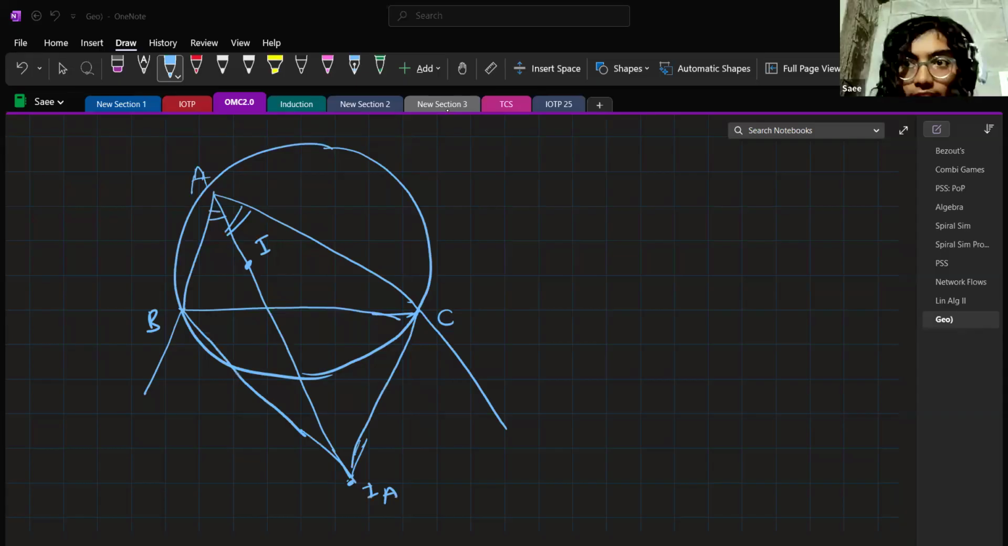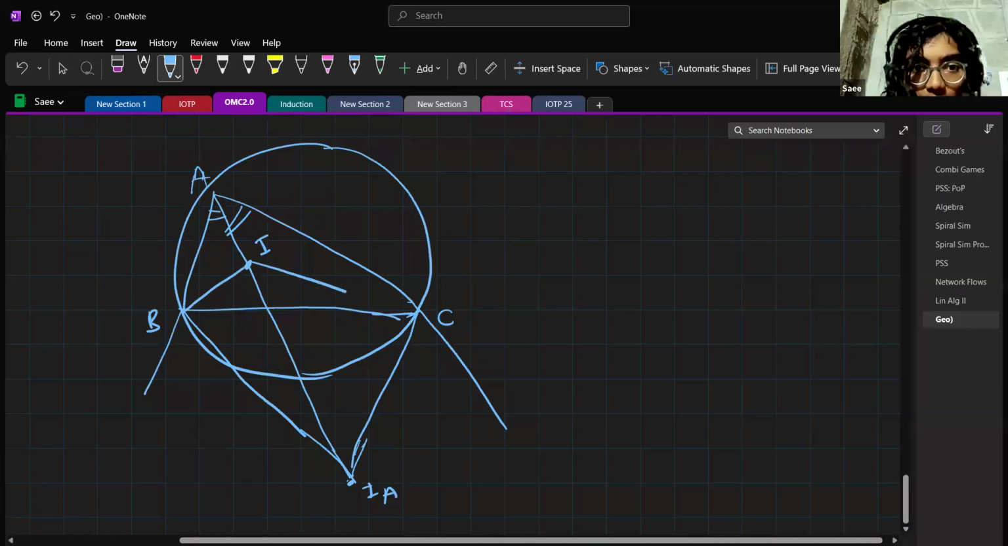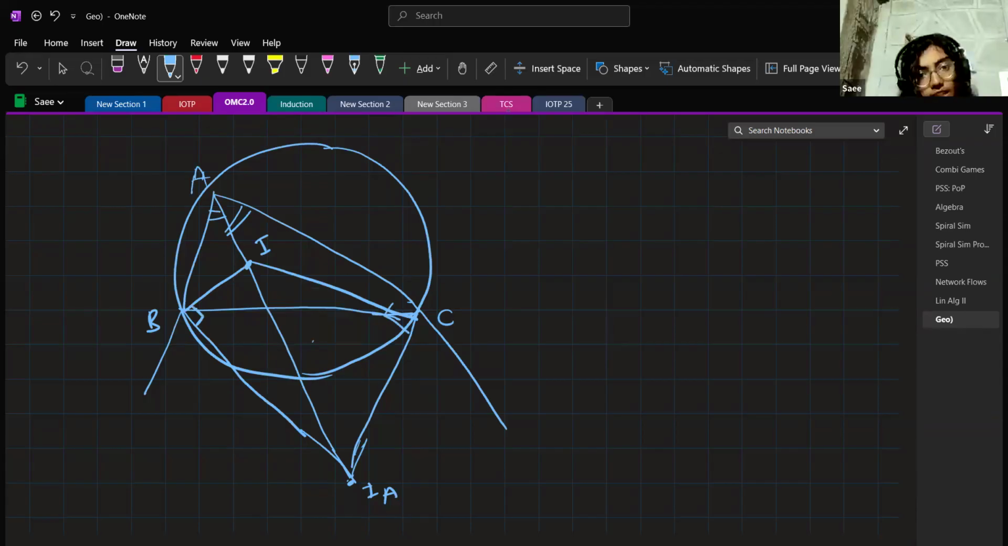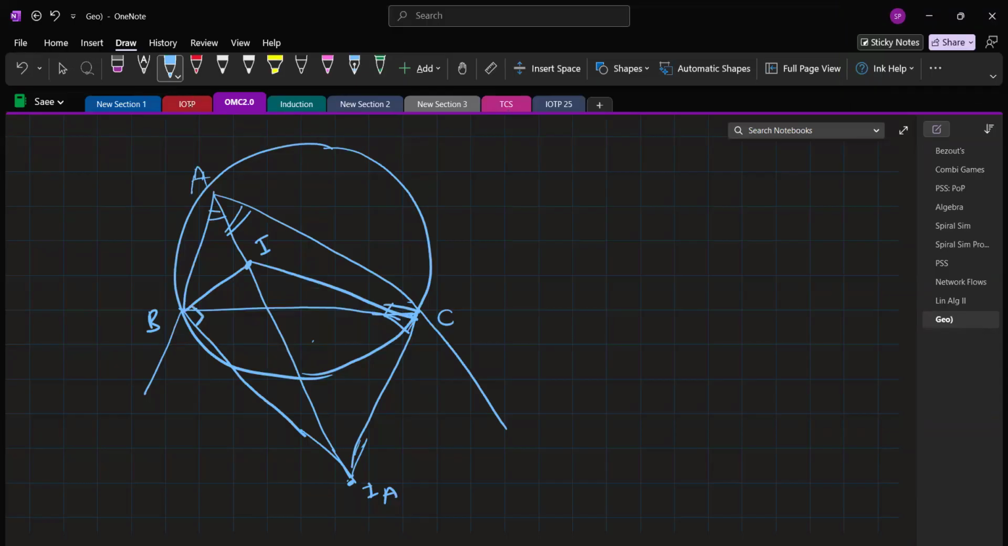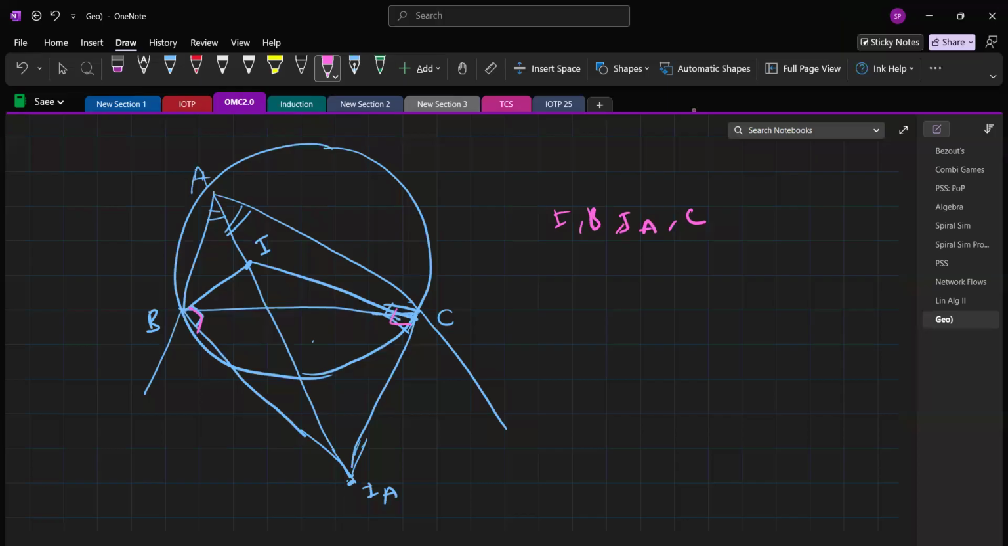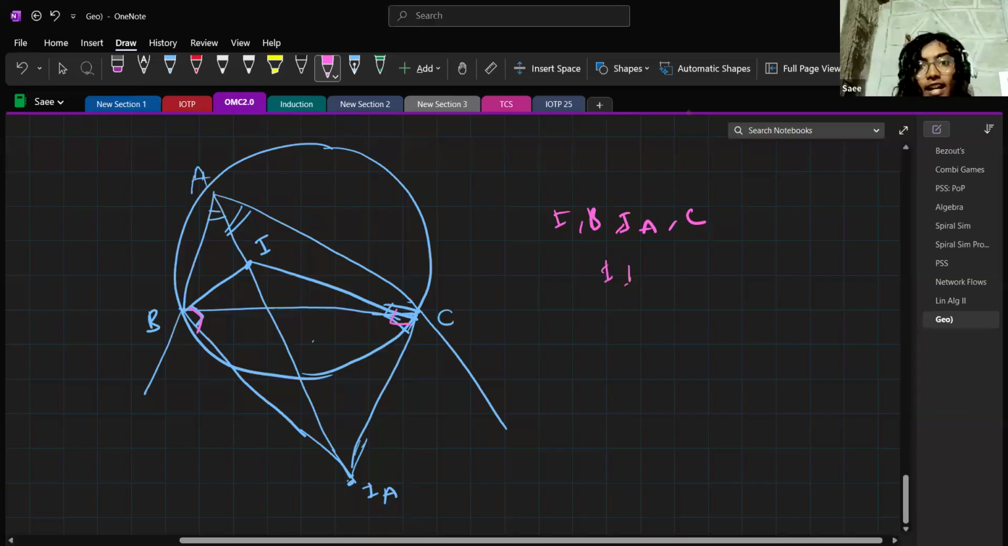All right. We already know some things in this, right? We know this is 90, we know this is 90. Can we conclude anything cyclic from this? I, B, I_A, and C are cyclic. True. I, B, I_A, and C is cyclic, and that's because these two are 90 and they add up to 180. Also, I I_A would be the diameter of that. Amazing, with I I_A as the diameter.